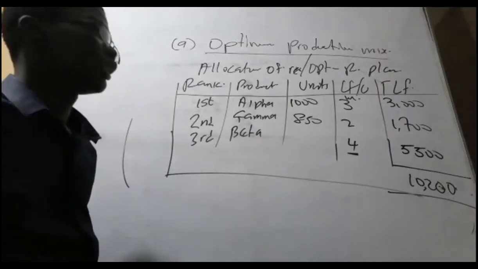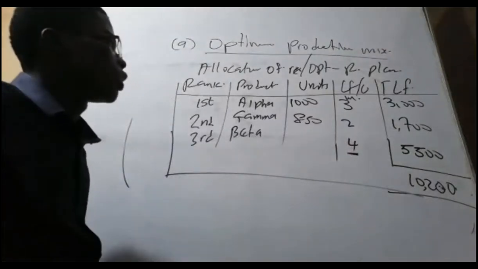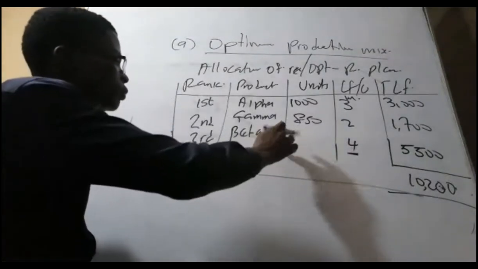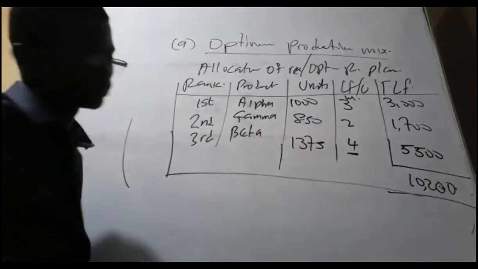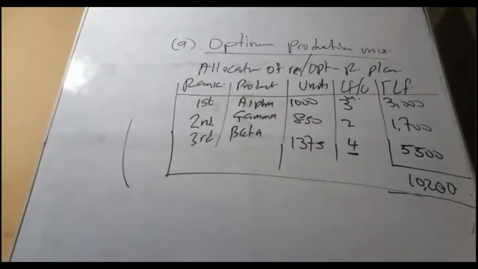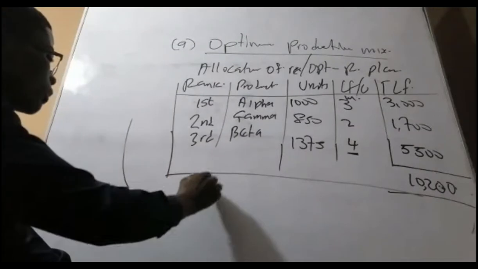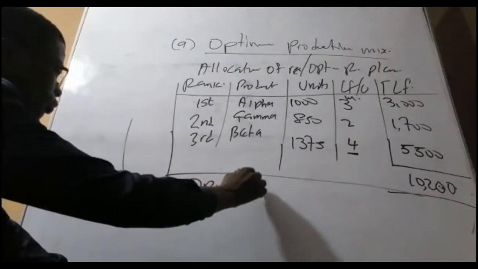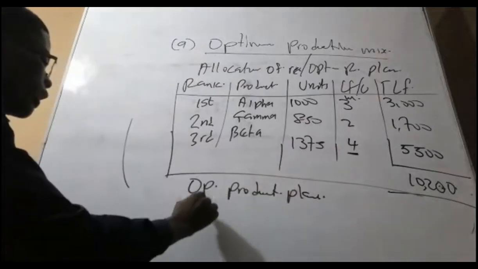So that would be 5,500 divided by what? 4. Now to give us 1375. So that is it. So therefore, perfect. We are done. So when we are done, write them down. So therefore, optimum production plan will be, write them again.